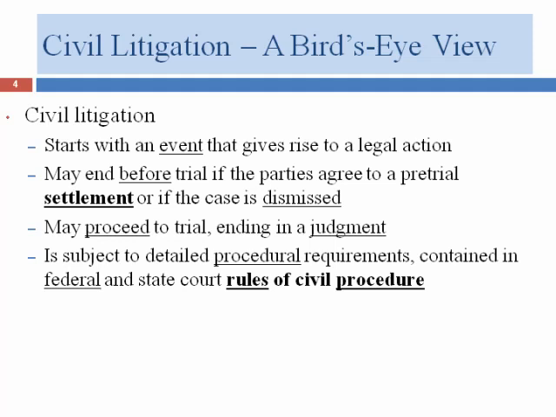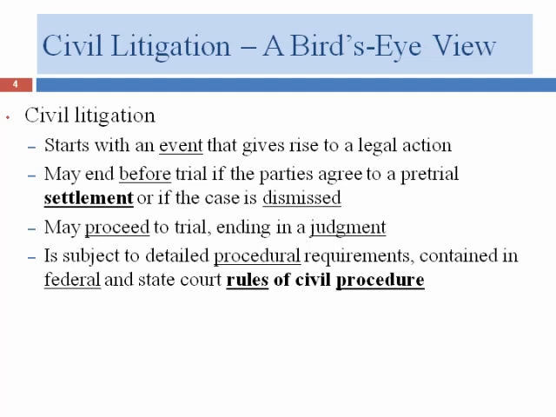It may end before trial if the parties agree to a pretrial settlement or if the case is dismissed. We know statistically that the vast majority of cases do not go to trial. Only about 5, maybe 10% of cases that even result in the filing of a lawsuit will ultimately result in a jury verdict. The vast majority of cases are going to be settled through pretrial settlement, where the parties voluntarily decide that there's some solution to their problem short of litigation.